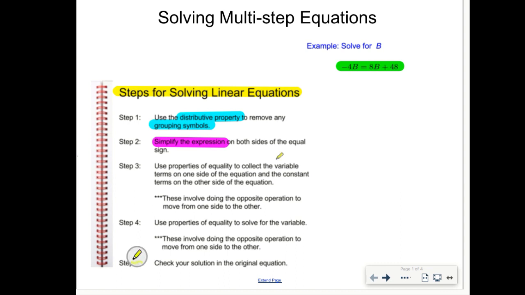Step 3 says use properties of equality to collect the variable terms on one side of the equation and the constant term on the other side. So remember, that property of equality tells you can add something to both sides, you can subtract something from both sides, you can multiply both sides, and you can divide both sides, and it stays equal. And you're going to use your opposite operations. So let's go over and look at that real quick.